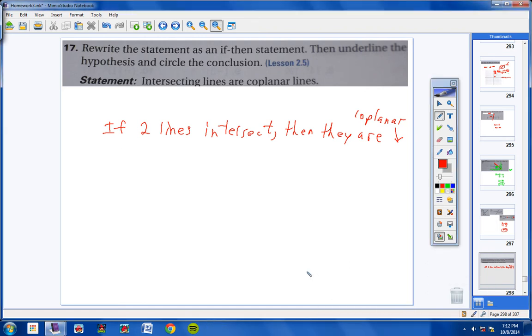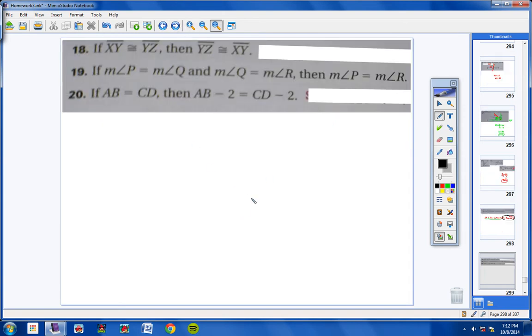Now students, next they want us to underline the hypothesis. We're going to do that in green, okay? If two lines intersect, that's your hypothesis. And they want us to circle the conclusion. Now the conclusion is always the then part, okay? So if two lines intersect, that would be your hypothesis. Then they are coplanar, that would be your conclusion. Okay? All right. Number 18.